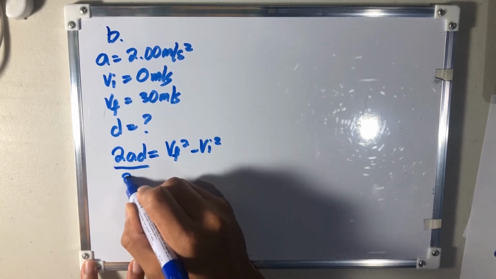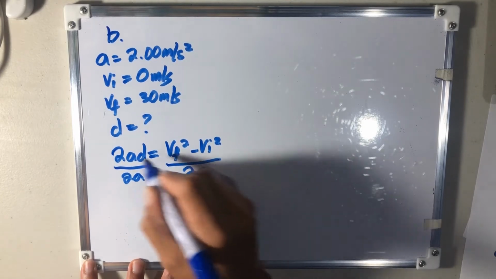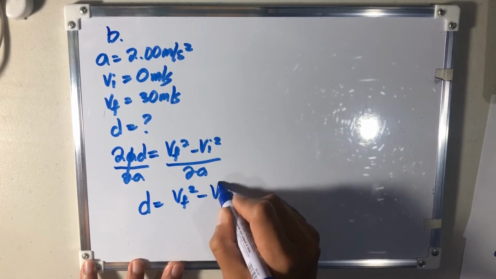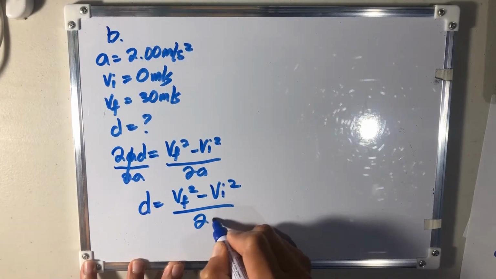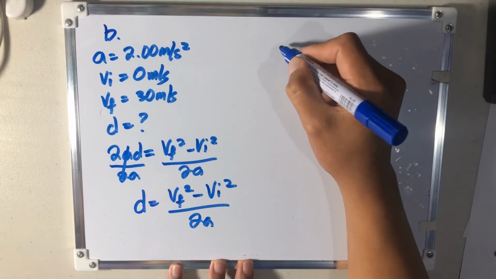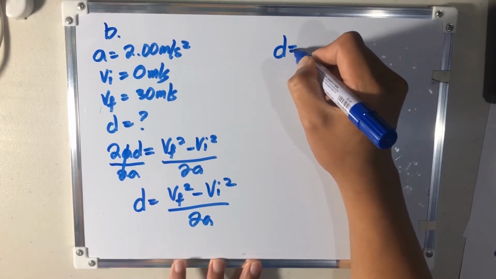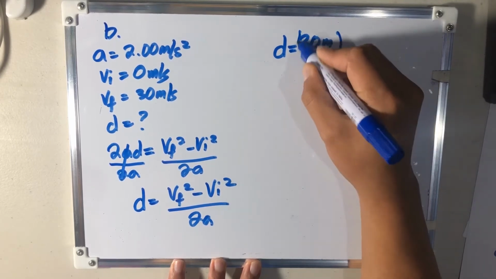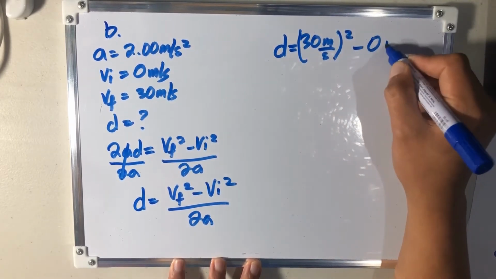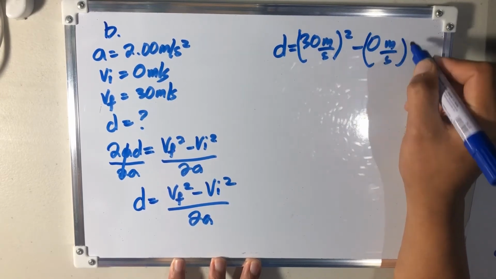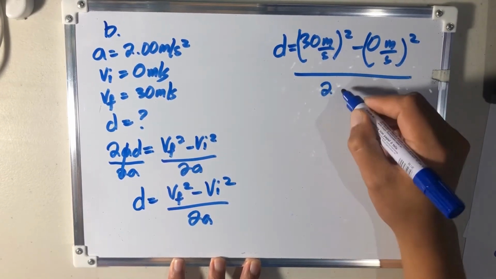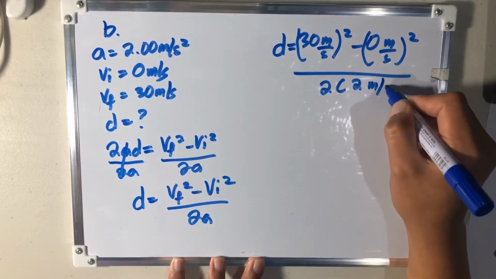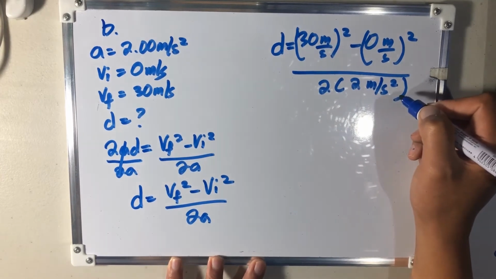So let us divide both sides by 2a. This will give us distance is equal to Vf squared minus Vi squared all over 2a. So let us substitute the given. D is equivalent to 30 meters per second, then we have to square this one, minus 0 meters per second, you have to square this one, all over 2 times 2 meters per second squared.